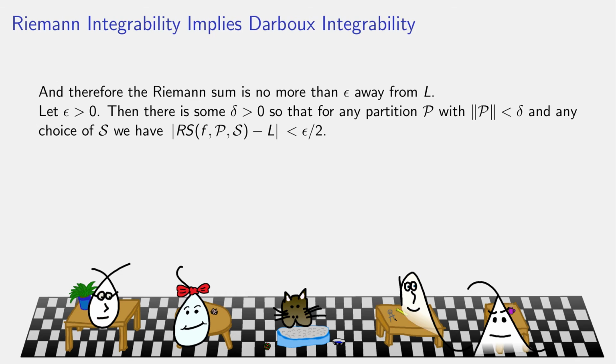And since the function is Riemann integrable, for any positive number, such as epsilon over 2, there will be a corresponding delta, so that for any partition whose norm is that small and any choice of sampling points, the distance to L is less than that value.